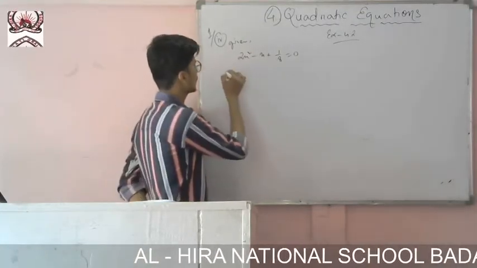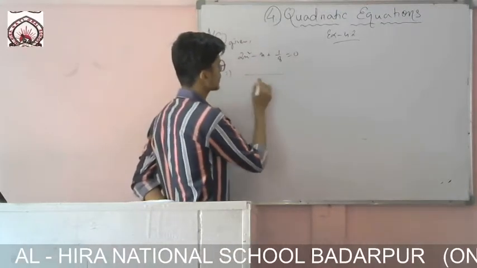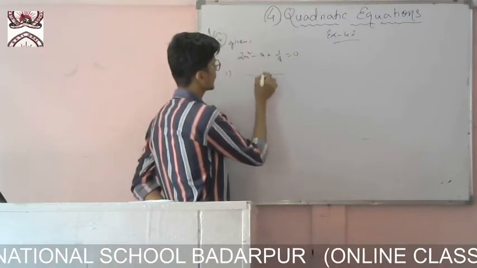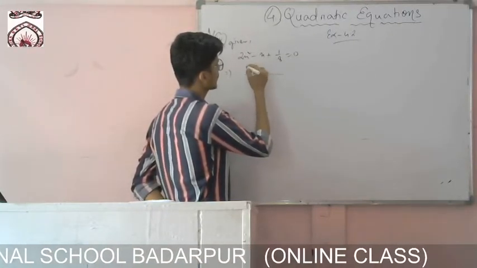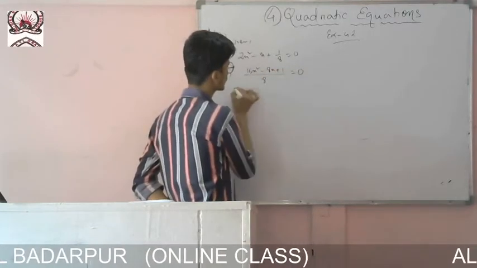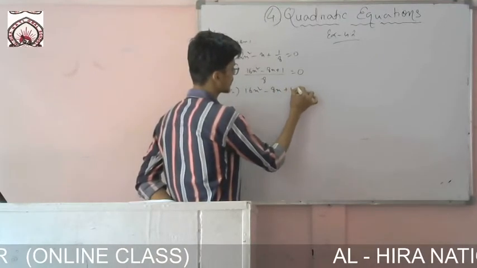So first of all, we'll solve it. If I take the LCM 8, it will be 8 to the 16x square, then there it will be 8x, there it will be plus 1 equals to 0. So 16x square minus 8x plus 1 will be equals to 0.